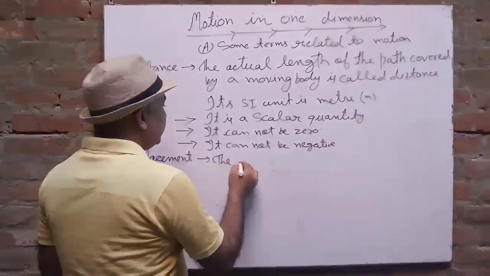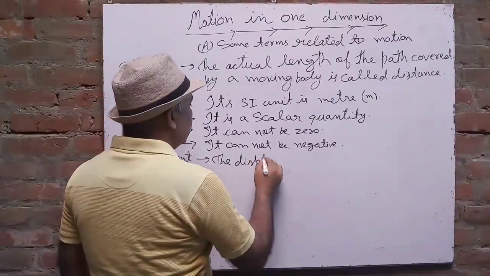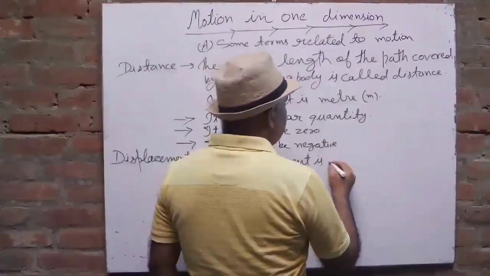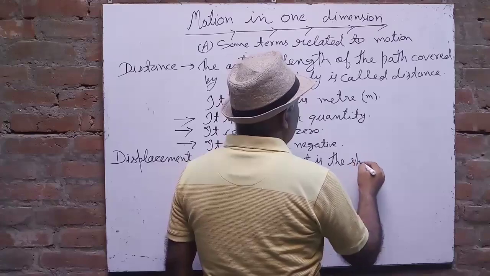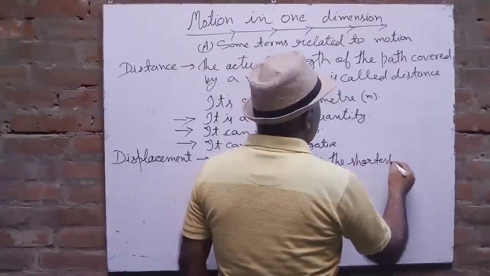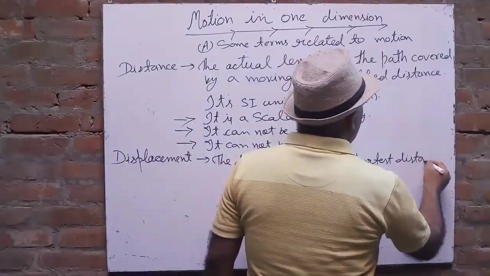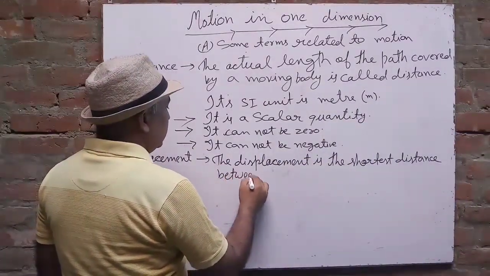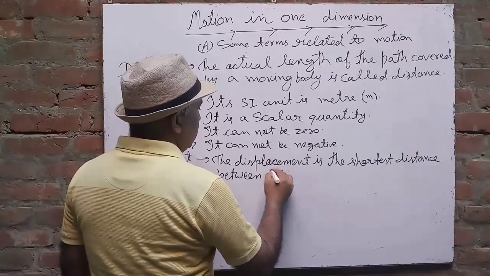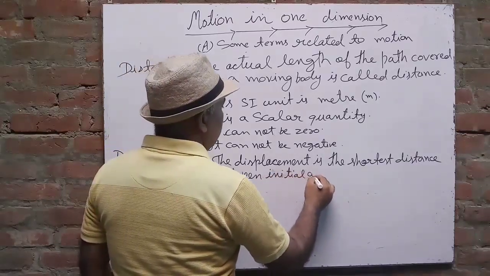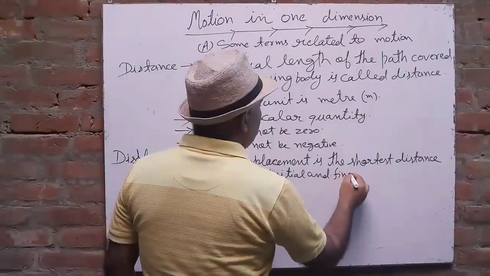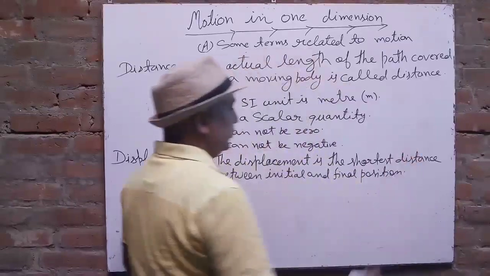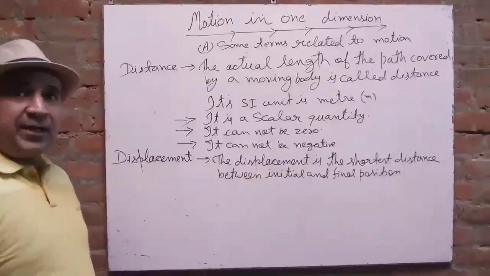See here. Displacement is the shortest distance between initial and final position.